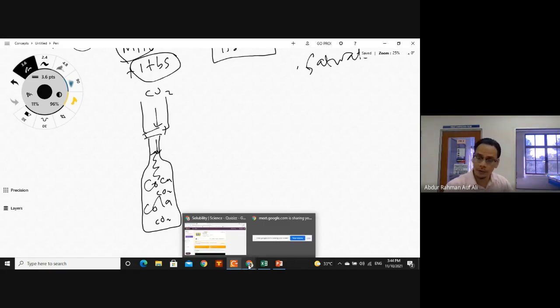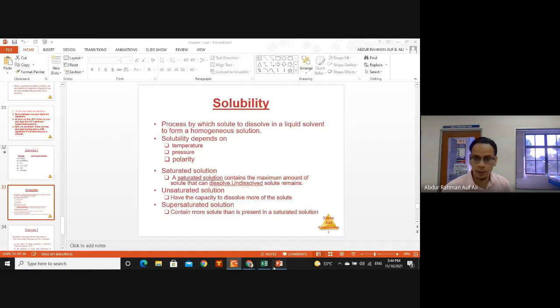So carbonated water is an example, another example of supersaturated solutions. Okay, supersaturated solution meaning bahan larutan itu mengandungi lebih banyak bahan terlarut daripada sepatutnya.